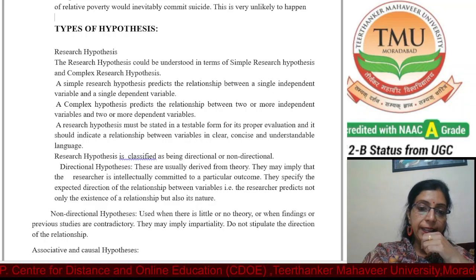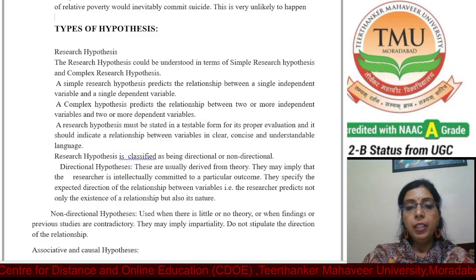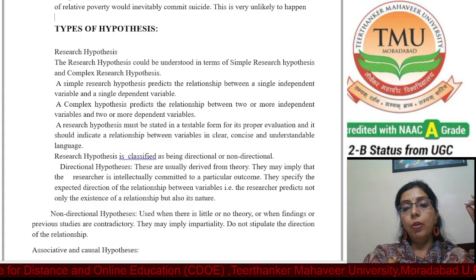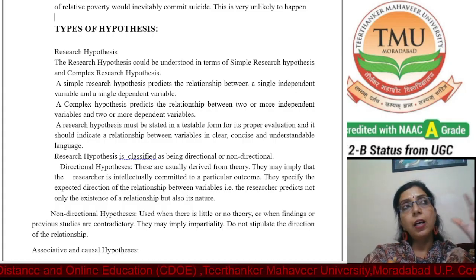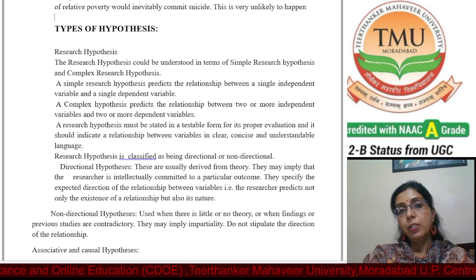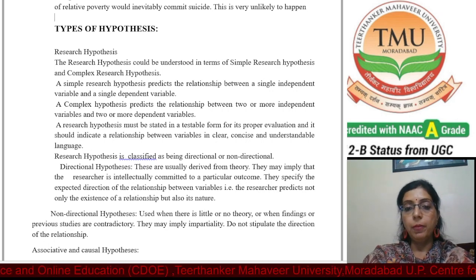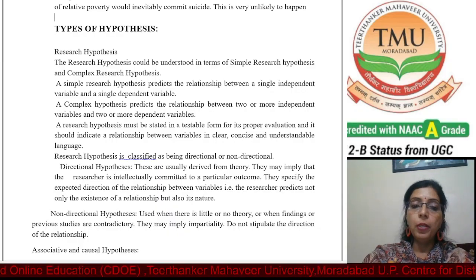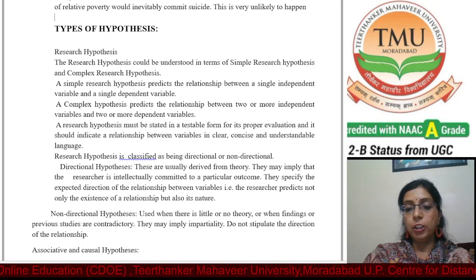Non-directional hypotheses are used when there is little or no theory, or when findings of previous studies are contradictory. They may imply impartiality and do not stipulate the direction of the relationship.